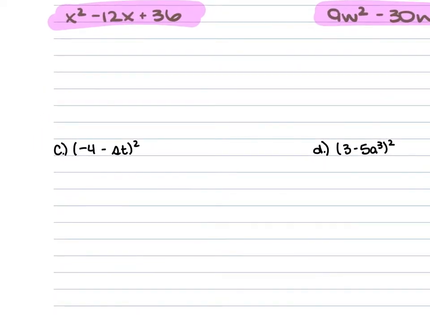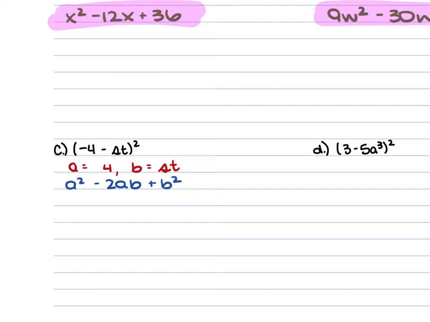For example C, we have negative 4 minus st squared. So our a in this case is negative 4. Our b is st. So with this, we're actually going to keep the sign off of this negative 4 and just use the 4 for it. So we are going to use a squared minus 2ab plus b squared.